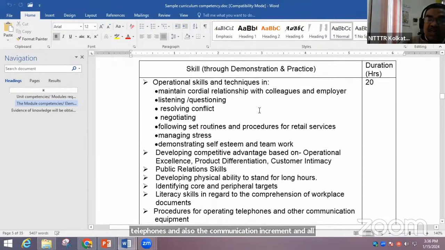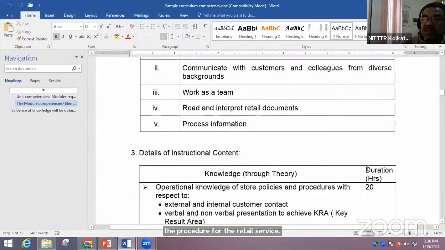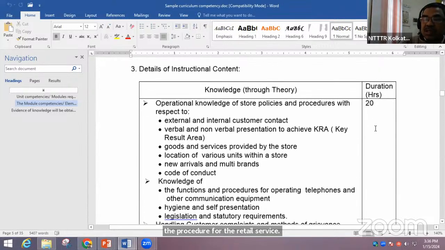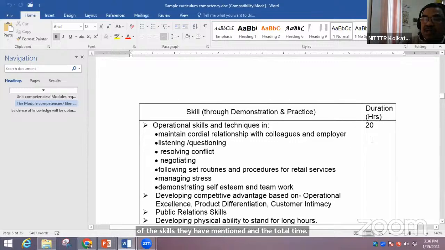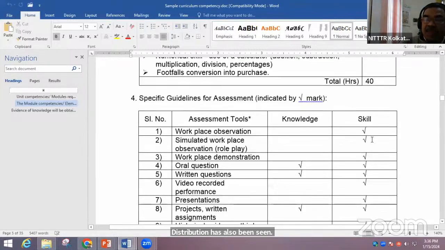Similarly, the practice or skill portion includes operation skills and techniques like maintaining a cordial relationship with colleagues and the employer, listening skill, questioning skill, conflict resolution skill, negotiating skill, and following the set of pointers or procedures for the retail service. These are some of the skills mentioned, and the time distribution is also mentioned: 20 hours for theory and 20 hours for skill.